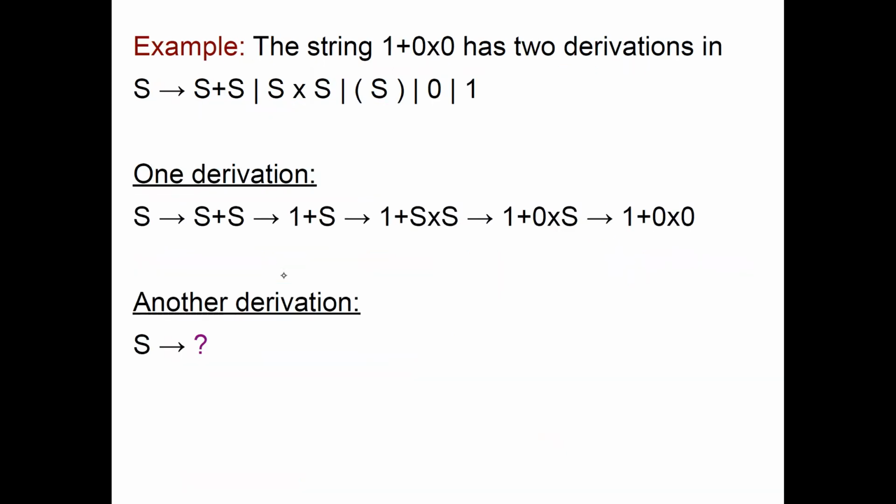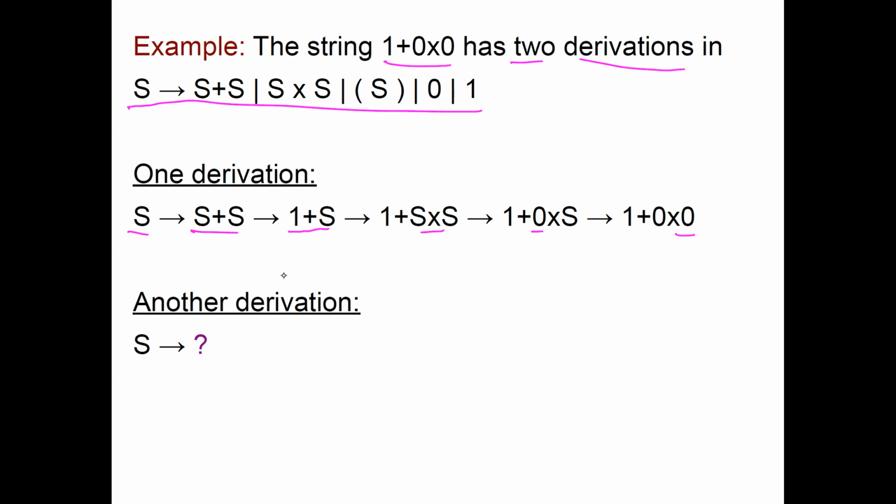For example, the string 1 plus 0 times 0 has two derivations in this grammar here, which we saw earlier. One derivation starts by expanding S into S plus S, then replacing the first S with a 1, then expanding the second S with a times, replacing S with 0, and then again with 0.